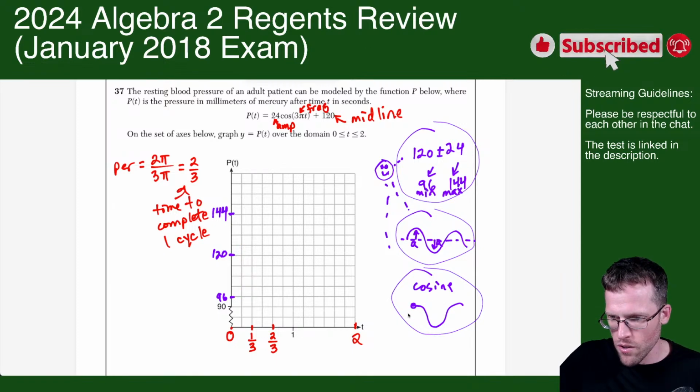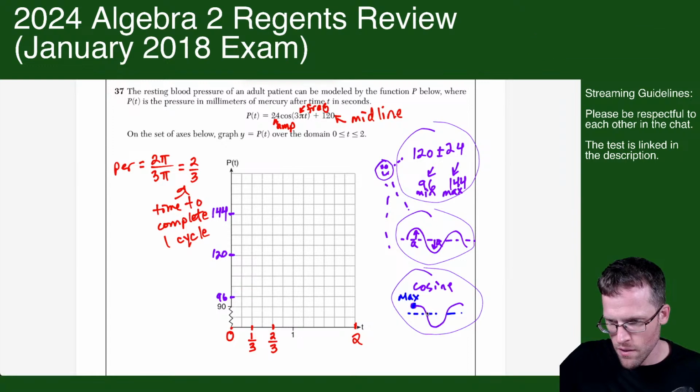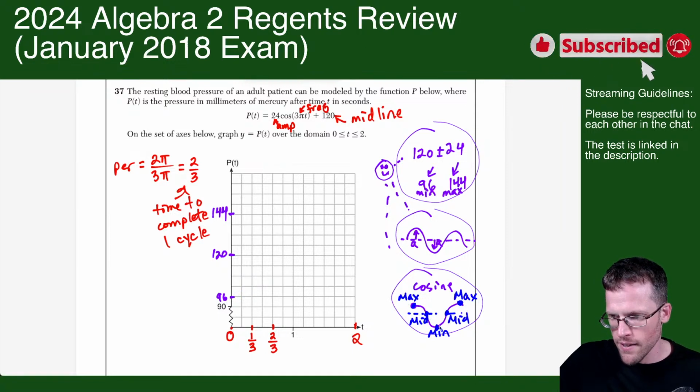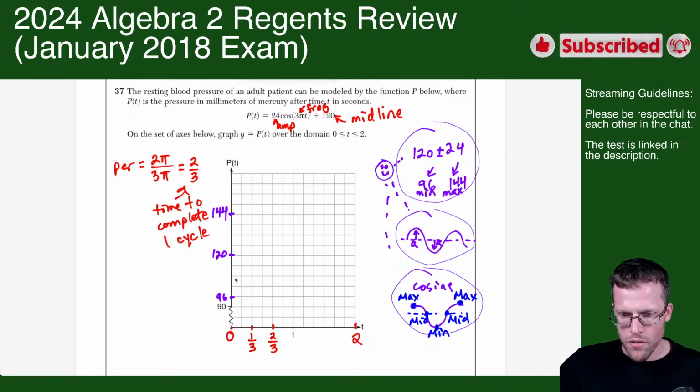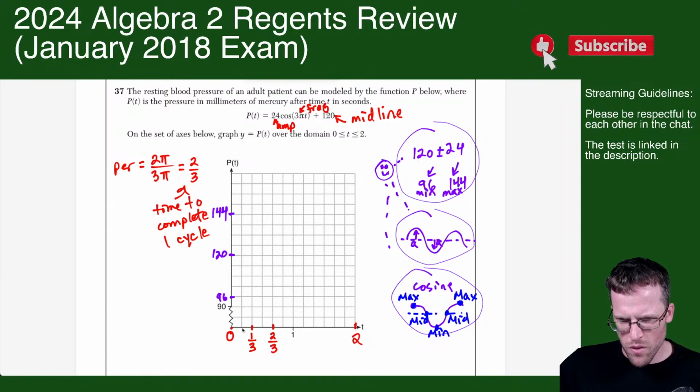And the way a cosine curve works is it goes max, midline, the minimum, back to the midline, and then it goes back to the max. This is like one cycle. So it goes max, midline, min, midline, max. Right? So that's 1, 2, 3, 4. So I'm going like 1, 2, 3, 4 slices here. So here's 1, 2. So this one, let me just see. 1, 2, 3, 4, 5, 6.